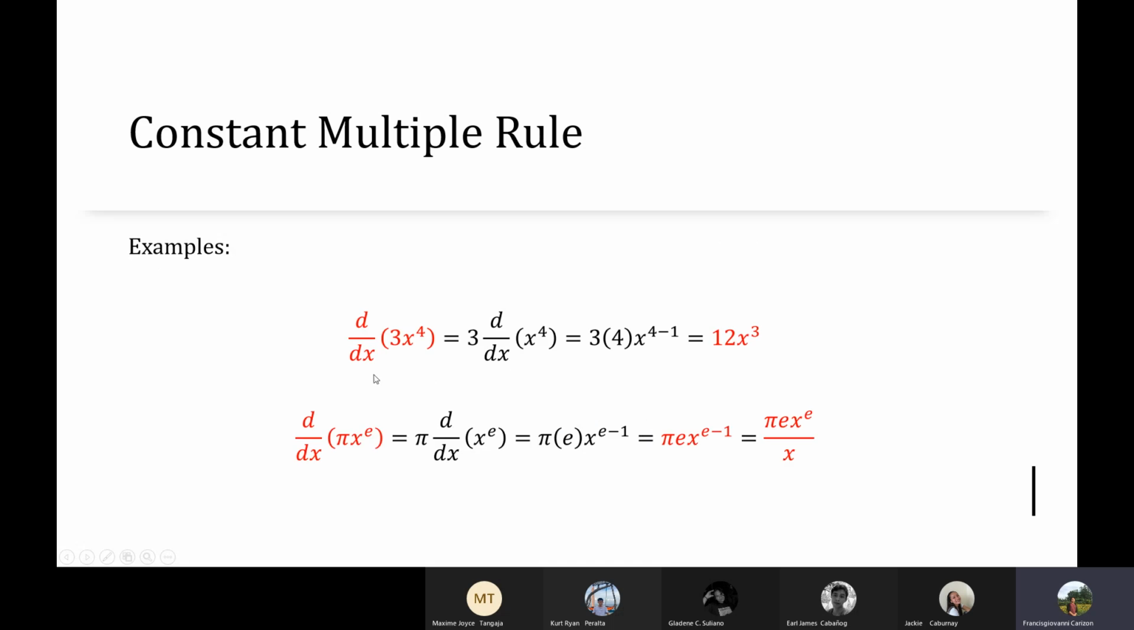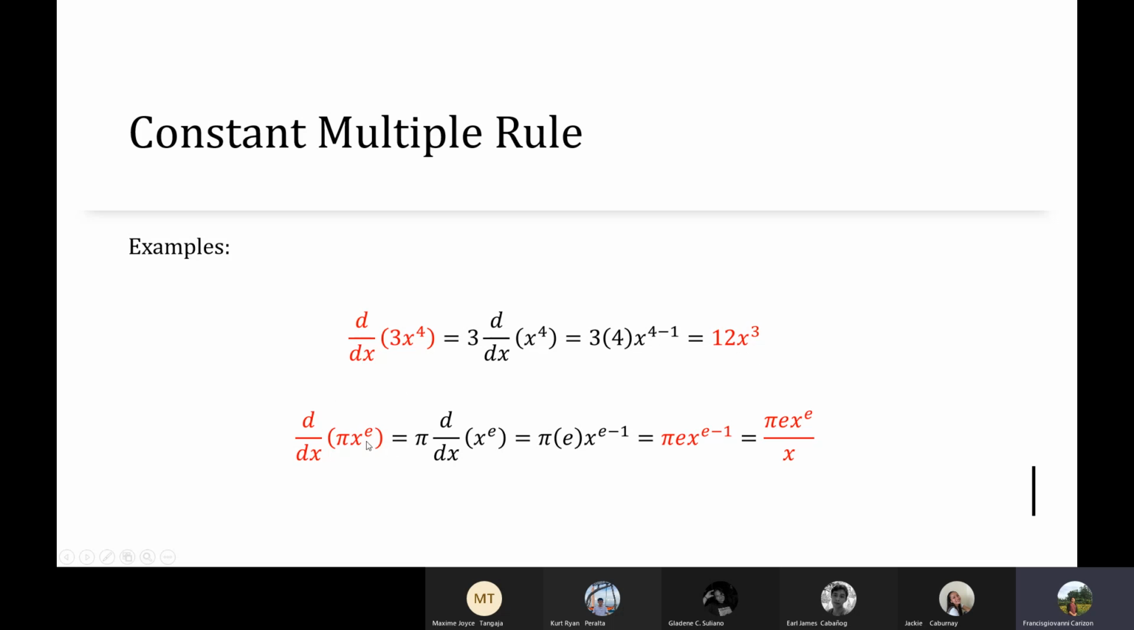So for instance, kay derivative of 3x^4, ang atong k diri, ang constant 3, then ang atong f of x kay x raised to the power of 4. So pag differentiate nimo ana, ipagawas na to ang 3, then i-differentiate na to ang x^4. Dire proceed na ka sa power rule, 3 i-bring down 4 minus 1. So 3 times 4x raised to the power of 4 minus 1 is equals to 12x cubed.